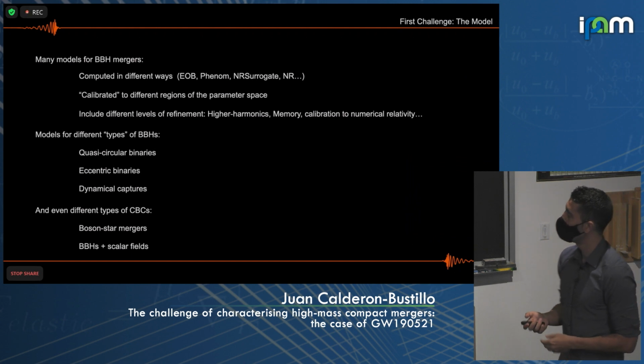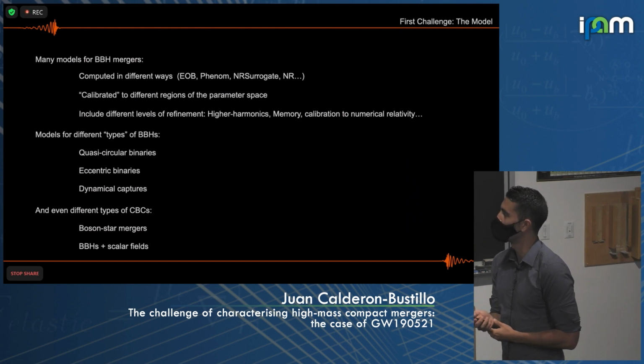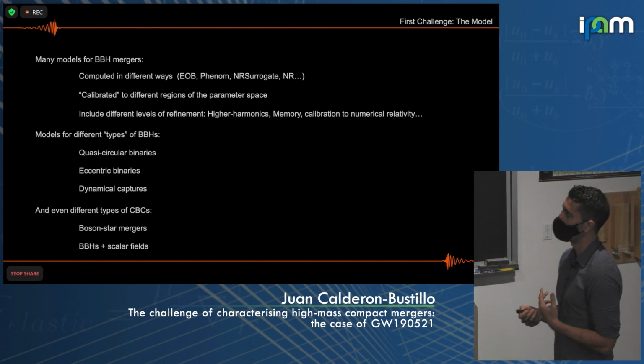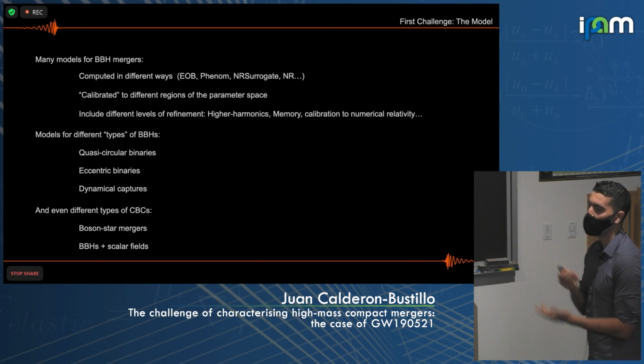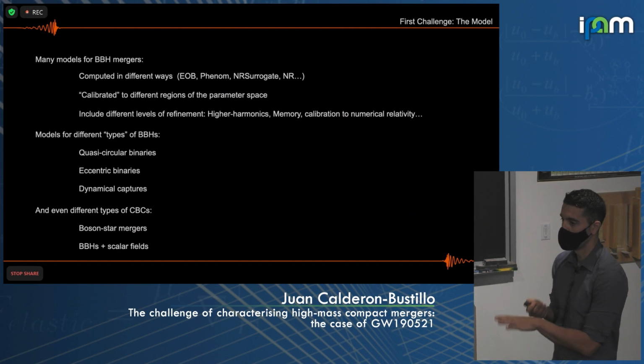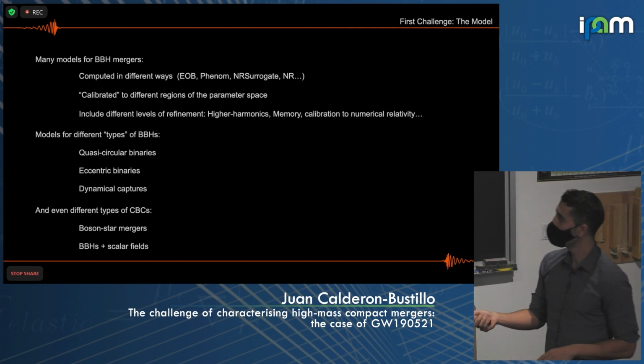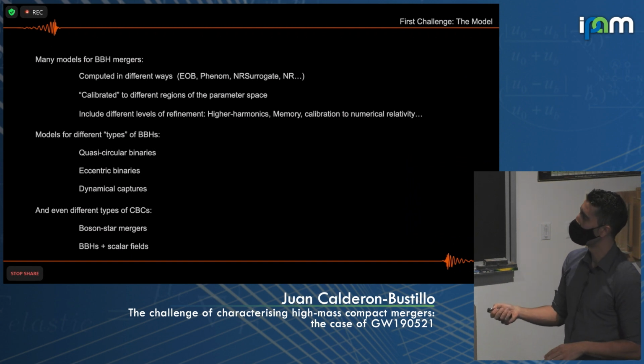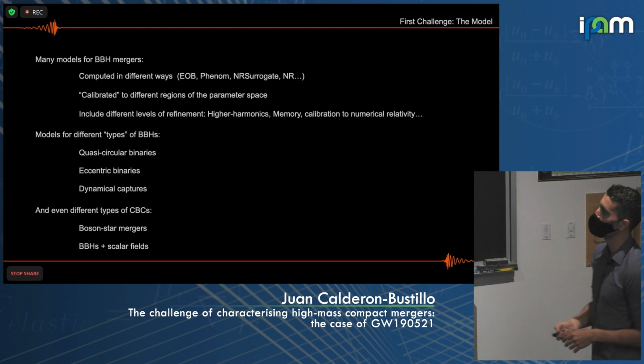So the first challenge we face when we analyze a really short signal is: what model do we choose? And not only regarding the nature of the source, but what actual calculation we're doing to go from the system to the actual waveform. These models can be computed in very different ways. We have EOB models, we have phenomenological models, we have NR surrogates, which are interpolations across numerical relativity simulations. We can also directly use numerical relativity.